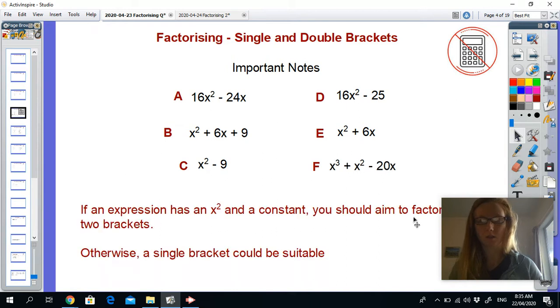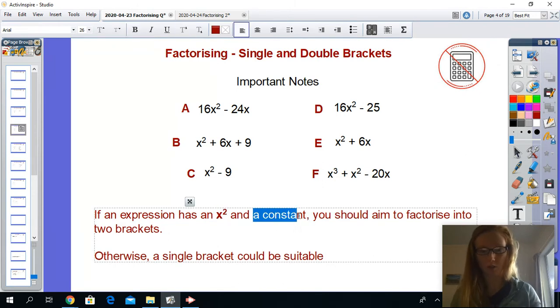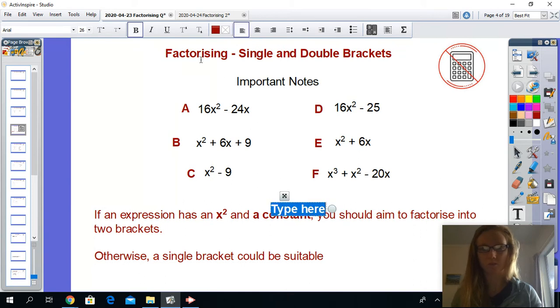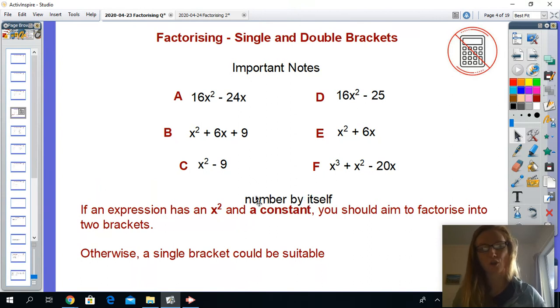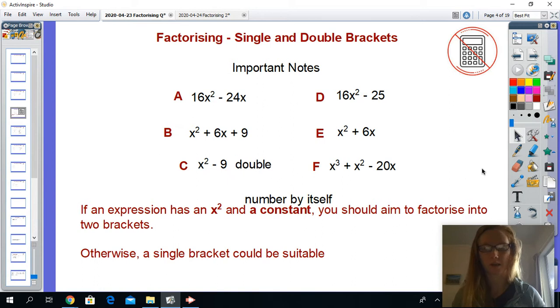Okay? So if an expression has an x squared, make sure you're writing this down, I'll make that bold, and a constant, all a constant is just a number by itself. If it has those 2 things, then you should aim to factorize into 2 brackets or double brackets. Okay? So if we just take one of them, for example, if we look at C here, C has an x squared and it has a constant. So this one, C, will go into double brackets. Don't worry if you don't quite know how that works yet, but the first thing to establish is if you can work out whether it should be single or double, and then we'll look at exactly how to do all of those.